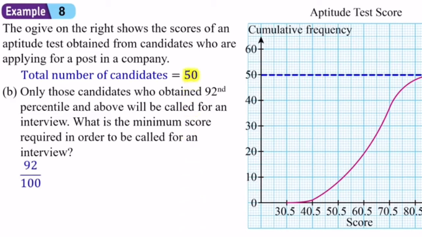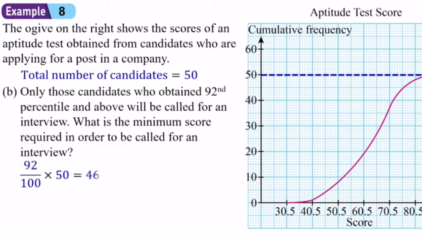Alright, let's multiply the total number of candidates first. You can also press your calculator by pressing 92 over 100 times 50. So I will use the manual calculation. I will cancel the 0, 51, 52, then 92 divided by 2, I will get 46, right?